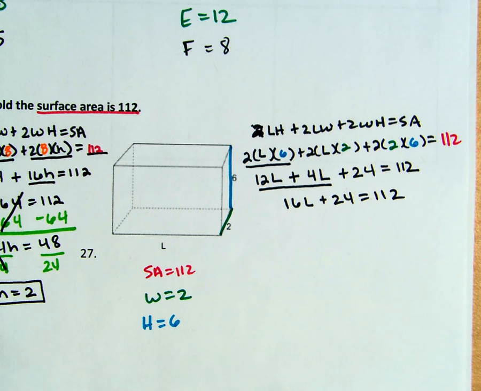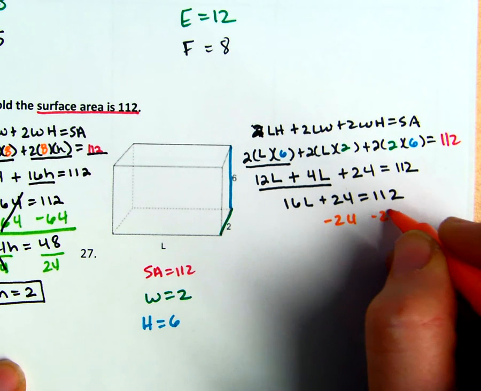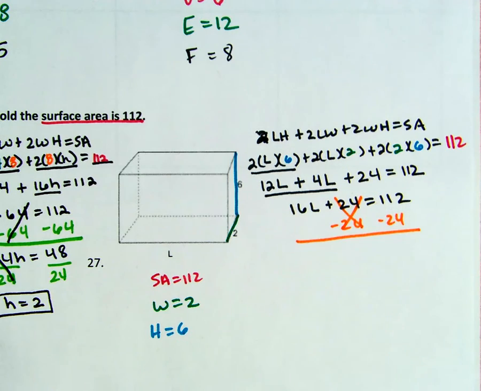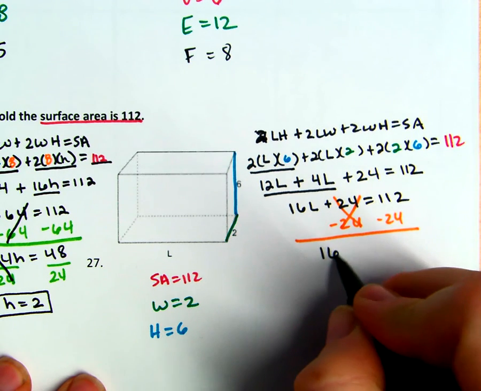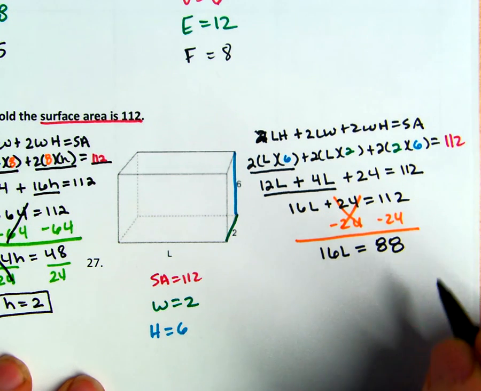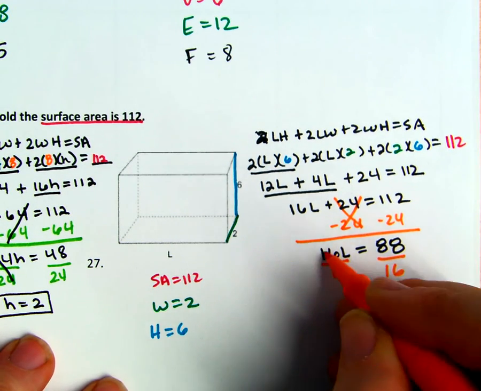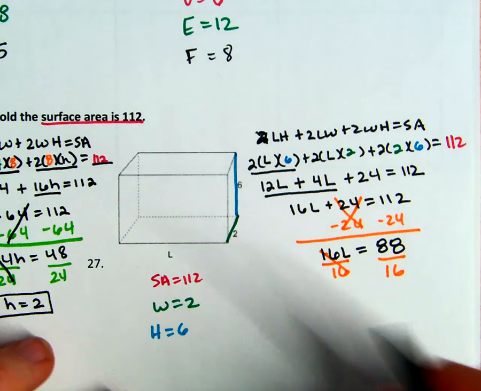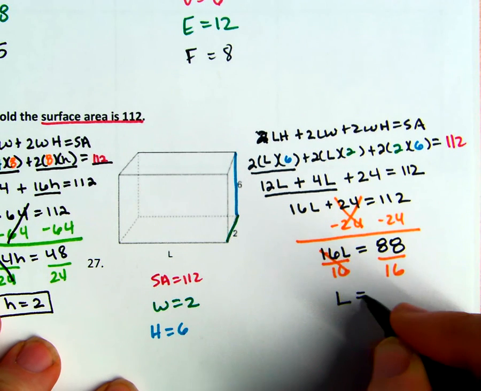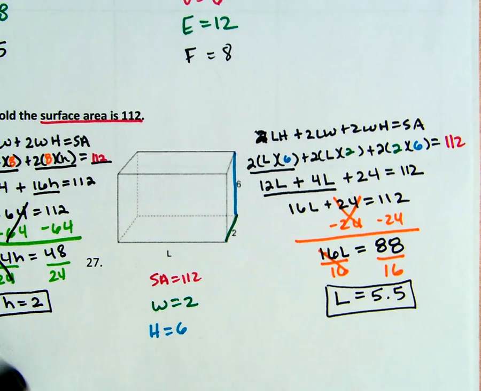All right, a couple more steps and we'll be done. I need to solve for L, so the first thing I'm going to do is subtract 24. That gets rid of it on that side, so on the left side of the equal sign we're left with 16L. On the right side, we have 112 minus 24, which is 88. Then we can solve for L by dividing by 16. 16 divided by 16 is 1, which is what we want, 1L. And 88 divided by 16 is 5.5 for my missing dimension. All right, I hope that is helpful for you.